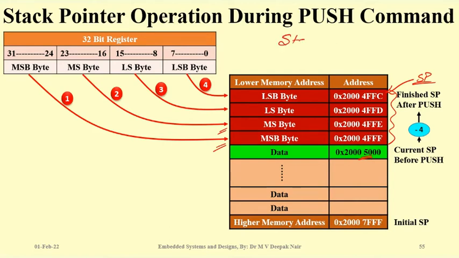The stack grows towards lower addresses. This is what we followed in the 8085 also. Now this is the push operation. Remember, the MSB byte goes to the lowest address. Now this data has been stored in the memory registers.